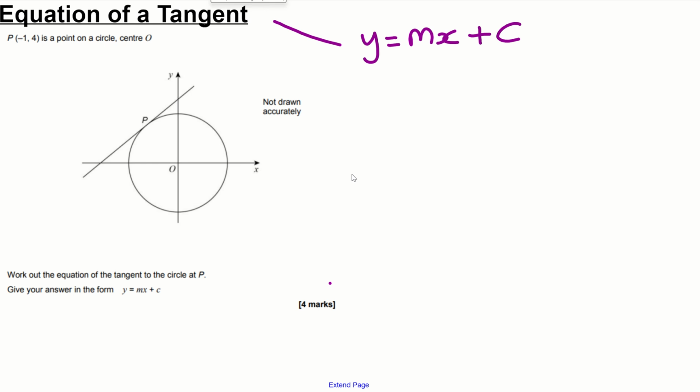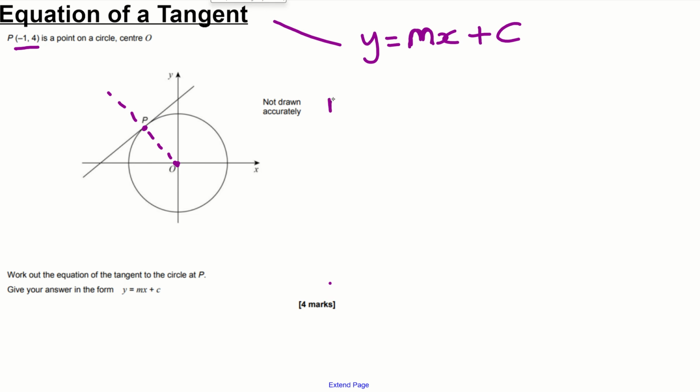To work out the gradient, you need 2 points on a line. You only have one point, which is here. That is not enough to work out the gradient. So to work out the gradient, this m value, you need 2 points on a line. The clever thing to note is that we have a line here which is perpendicular. And that line, we have 2 points on: 0, 0 and minus 1, 4.